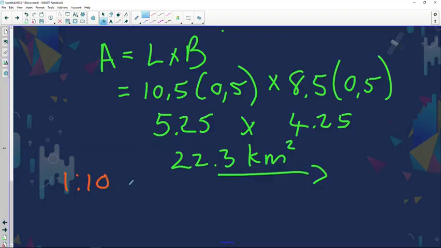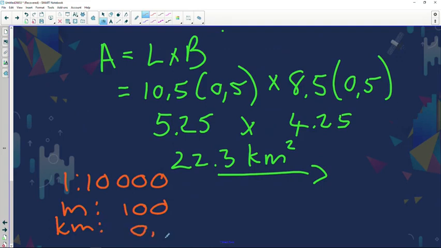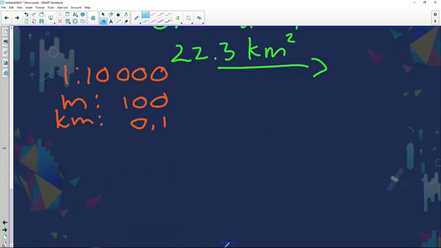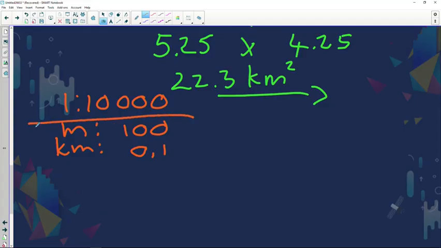Now grade 12s, keep in mind, a question can be asked to calculate the area on an orthophoto map. By now you should know orthophotos have a different scale, 1 to 10,000. If I want our answers in meters, we times it with 100. And if I want my answer in kilometers, we times it with 0.1. Now let's quickly have a look at the example over here. Keep in mind you need to use this formula. Area's formula doesn't change, but when we calculate the centimeters, we're going to use a different formula because we're using a different scale.